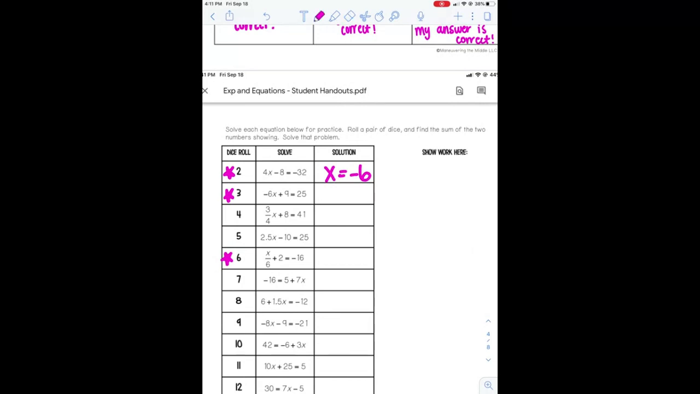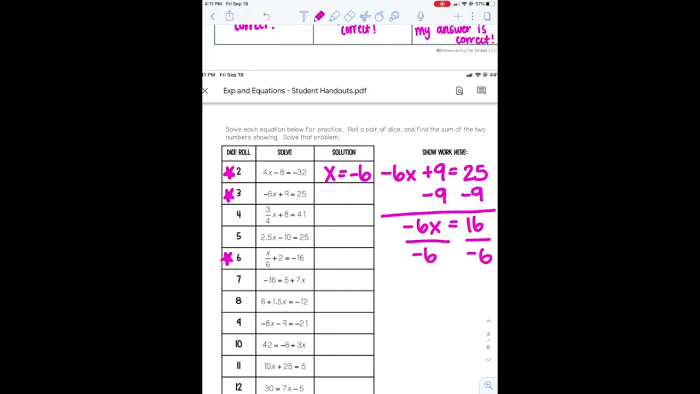So for number 3, I've got negative 6x plus 9 equals 25. So I'm going to undo that addition by using subtraction. I'm going to subtract 9 from both sides. And that is going to give me negative 6x equals 16. So I'm going to divide by negative 6 on both sides. And that's going to give me x equals 16 over negative 6, or x equals negative 16/6, which simplifies to x equals negative 8/3.